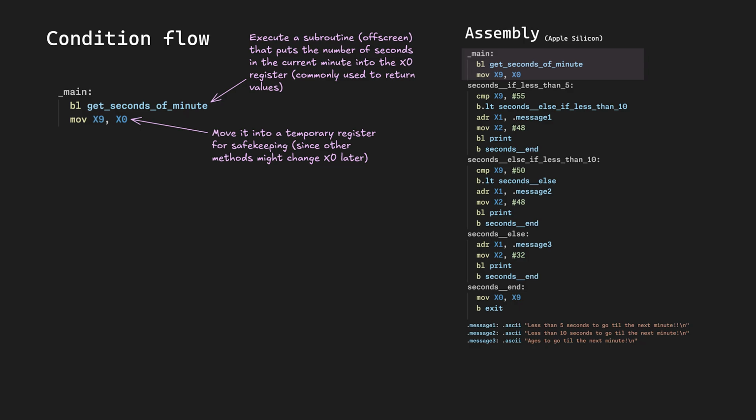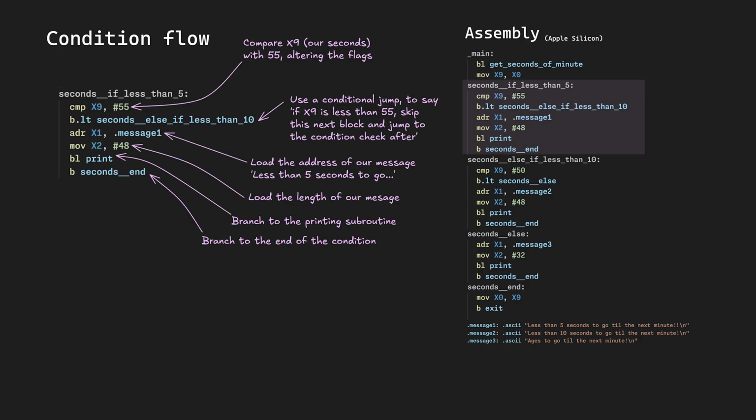I've structured our conditions with some labels, each with the prefix seconds and a double underscore along with a meaningful label. The first chunk is if there are less than 5 seconds left in the minute. First comes our conditional check. We compare x9 to 55. If x9 is less than 55, we skip this block by jumping down to the next conditional check.